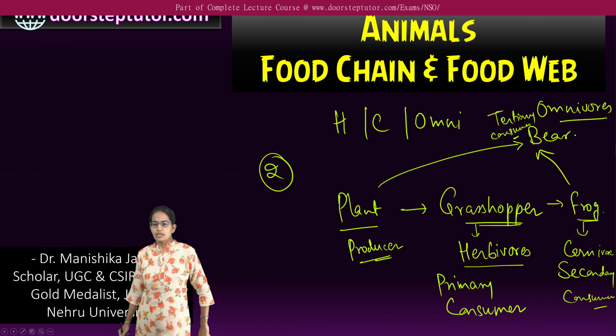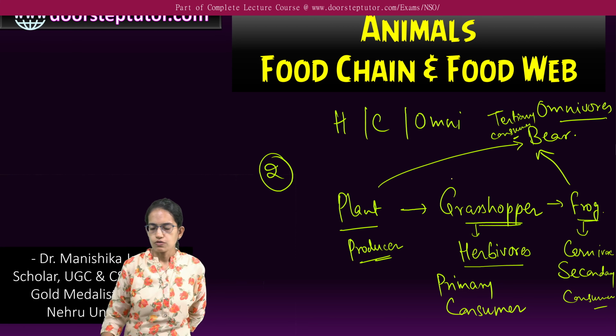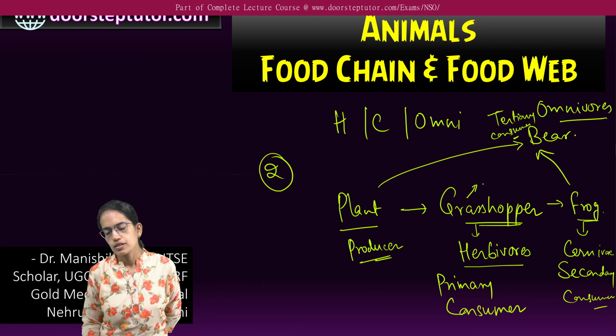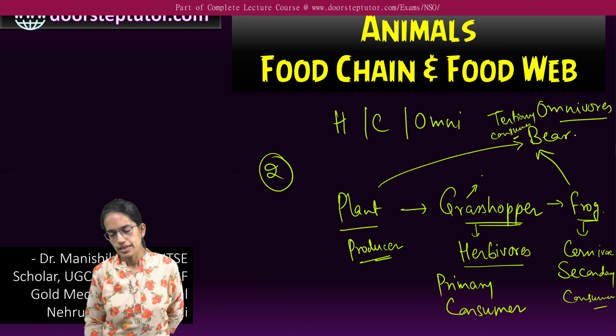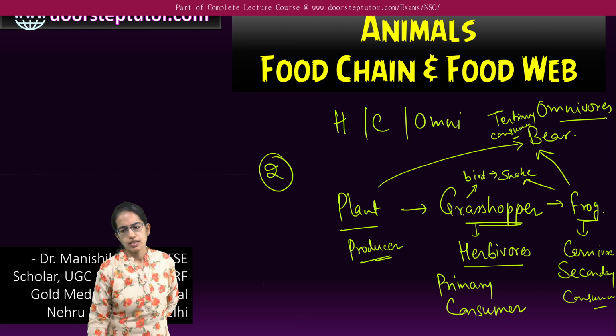Now, this bear would not only feed on frog. Grasshopper could be consumed by, let's say, another organism. Or frog could be consumed by a snake. And grasshopper could be consumed by a bird. Bird consumed by a snake. And then, this is another food chain that occurs.